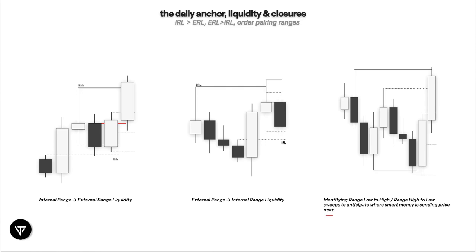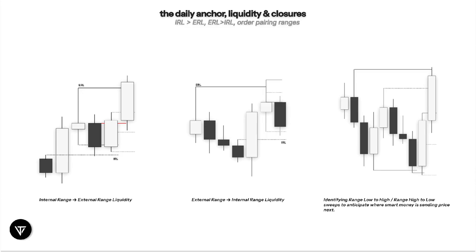I'm also paying close attention to order pairing ranges. Like I'm marking out range low to high or range high to low. If we sweep a daily range low, I am immediately asking myself, okay, are we pairing long orders here to send price back to the internal range high? That daily bias is the anchor for the rest of the entire session.